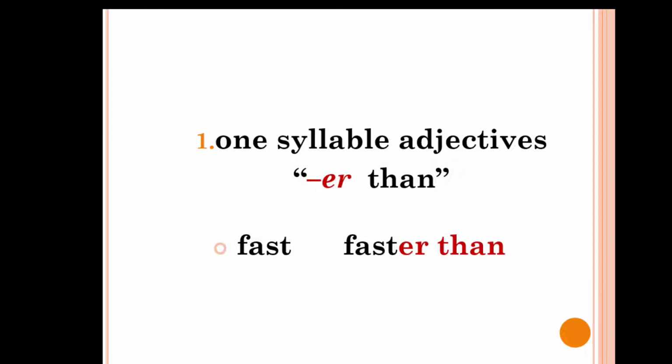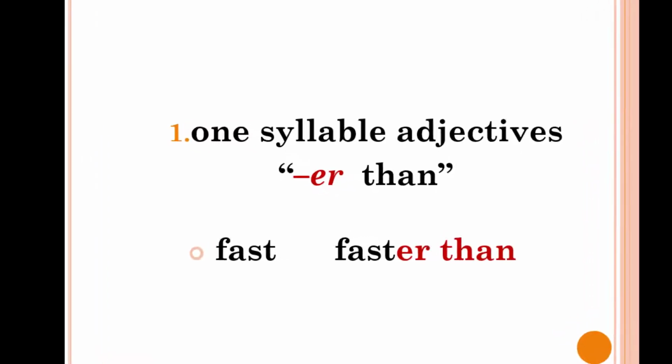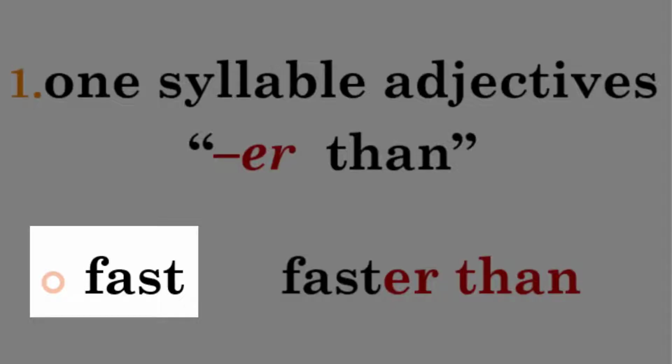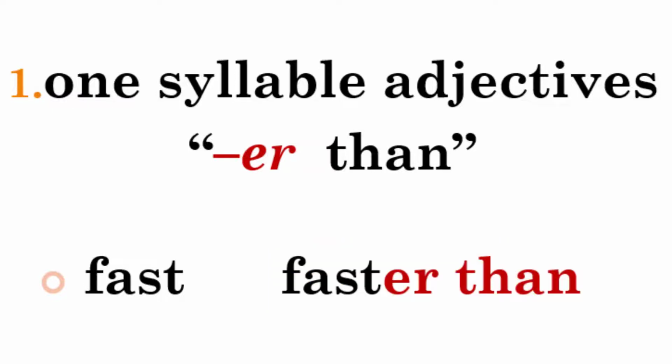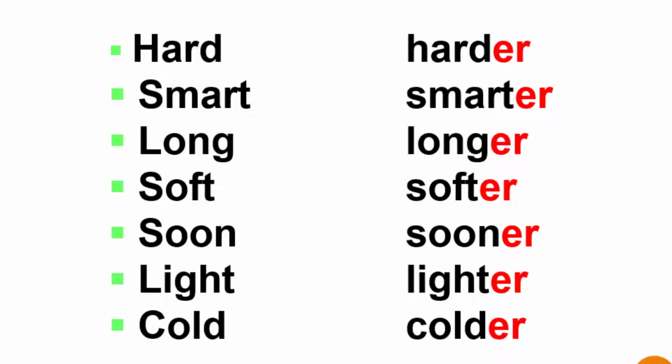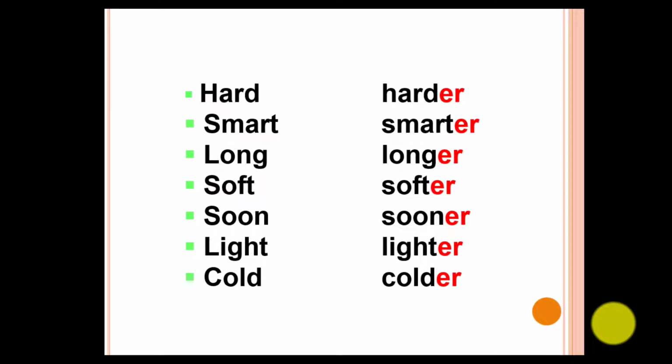Right, so let's have a look at situations and the rules of the comparative form. So the first one here we have the one syllable adjective, er than, which means we add er plus than. For example, fast, faster than. So here we don't have any problems, as you can see, we just add er at the end of the short adjective and we add than after it. Let's have a look at examples. For example, hard, harder, smart, smarter, long, longer, soft, softer, soon, sooner, light, lighter, cold, colder. So as you can see here, we just add er at the end of the short adjective.